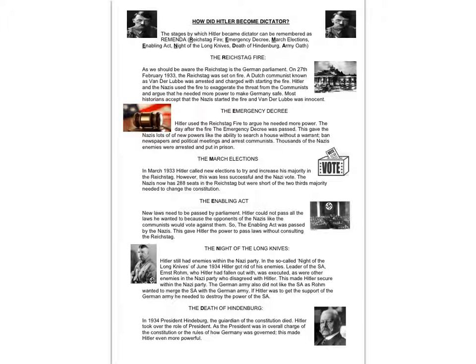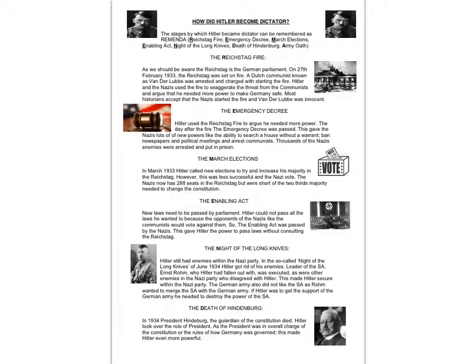The March elections. In March 1933, Hitler called new elections to try and increase his majority in the Reichstag. However, this was less successful, and the Nazi vote failed to reach the majority. The Nazis now had 288 seats in the Reichstag, but were short of the two-thirds majority they needed to change the constitution.